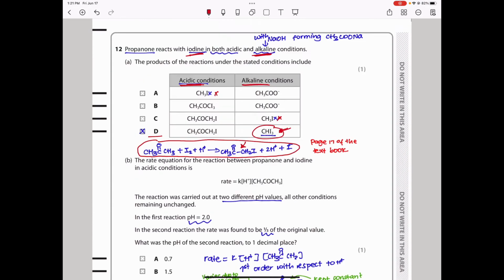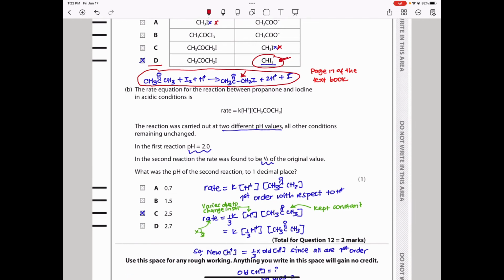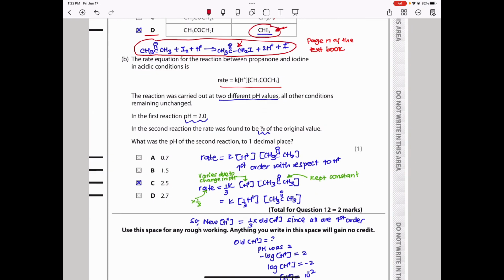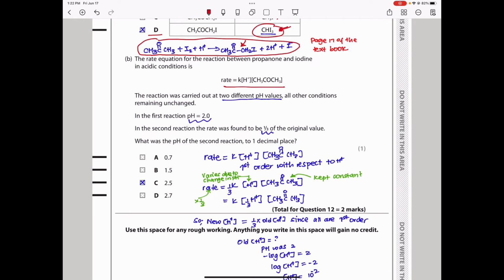The next part says, the rate equation for the reaction between propanone and iodine in acidic conditions is as below. So this is the rate equation, meaning that it's first order with respect to each of the components. Then they say the reaction was carried out at 2 different pH values, all other conditions remaining unchanged. And they ask, in the first reaction, the pH is 2.